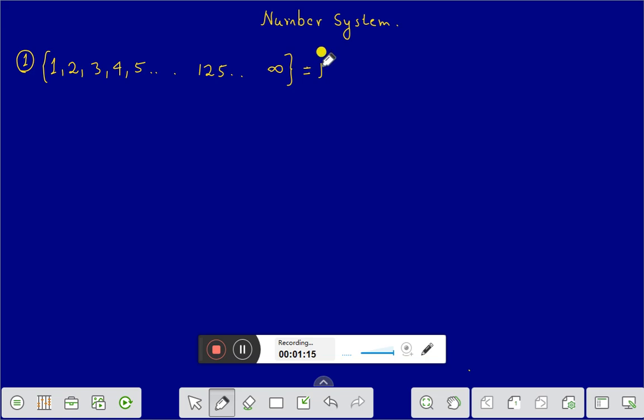N is a natural number, right? That means it starts from 1 and goes up to infinity. 1 to infinity is the set of natural numbers, and it is represented by capital N.